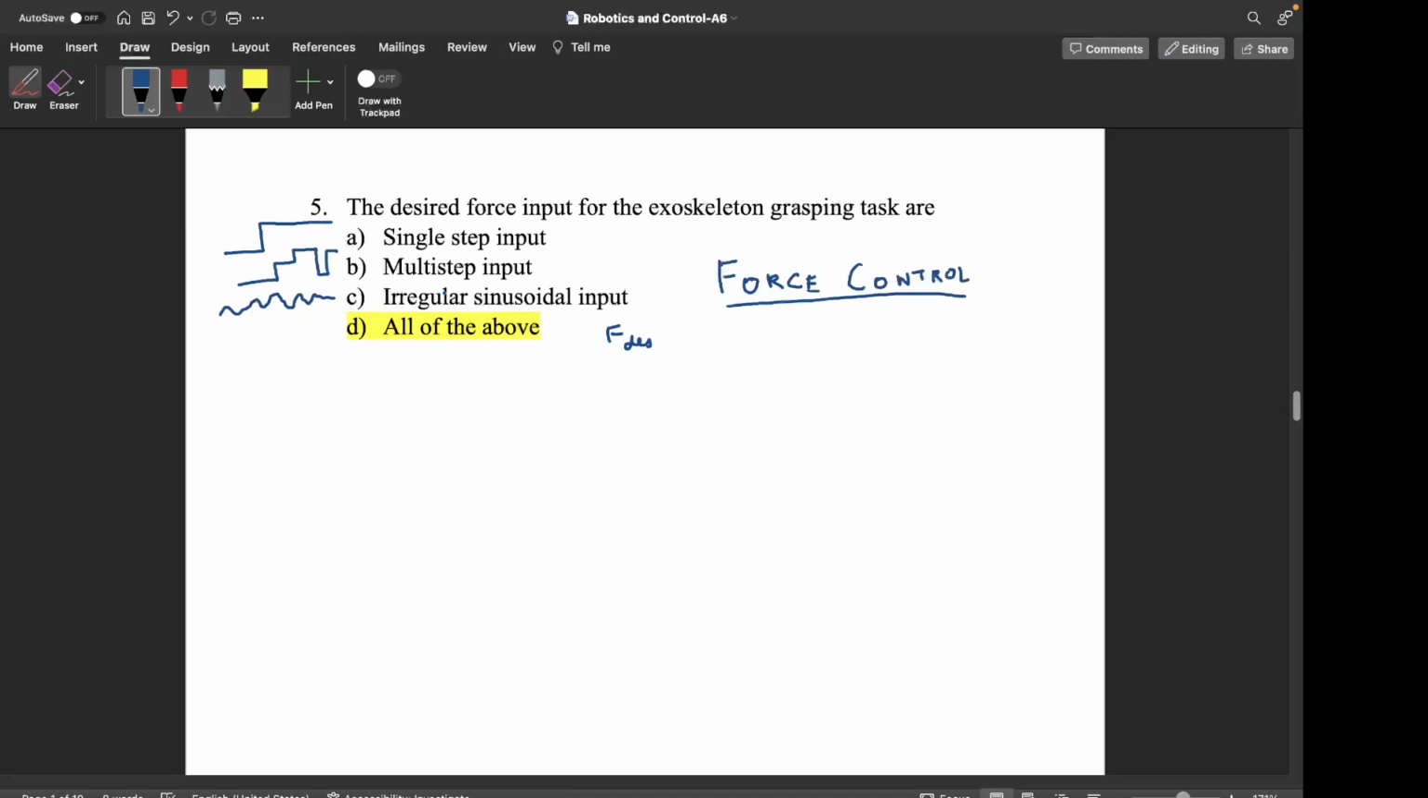Now coming back to our discussion, we have the desired force, right? And what do we need? We need that the actual force, F actual, and the desired force closely follow each other, right? We want this to be close to the desired force, right?